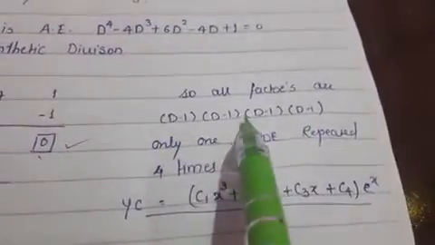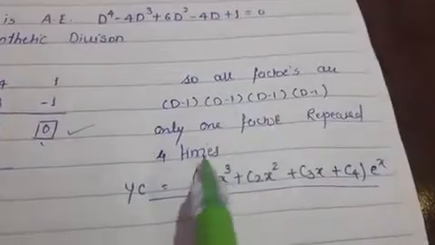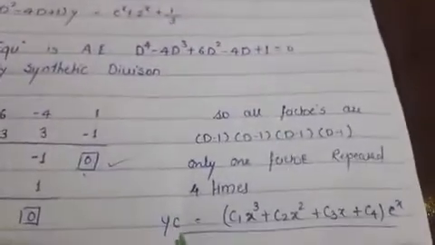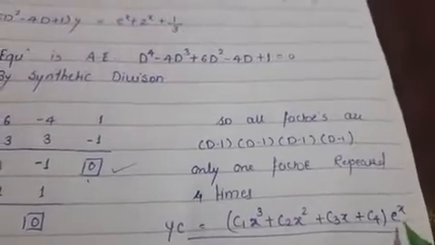So I can write the factors now here. First d minus 1, d minus 1, d minus 1, d minus 1. Now it is only one factor which is repeated 4 times. So the solution becomes (c1 x cube plus c2 x square plus c3 x plus c4) e raised to x.